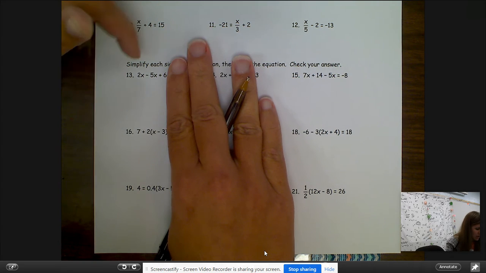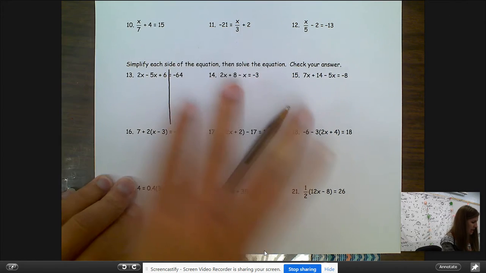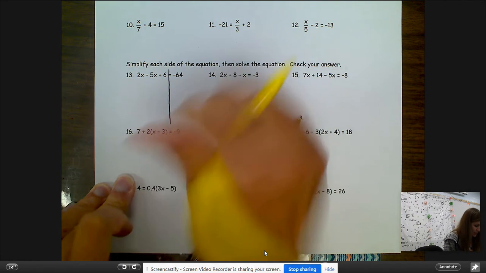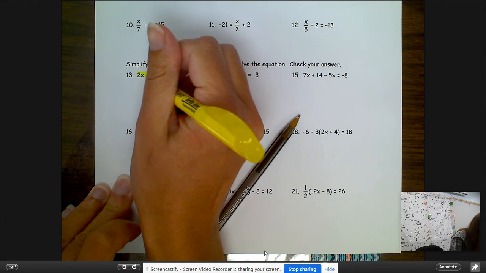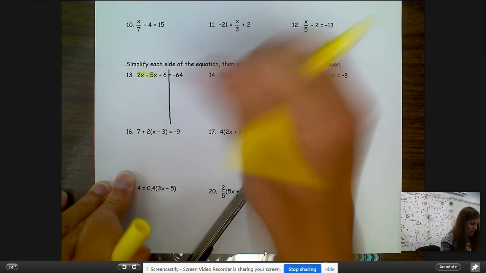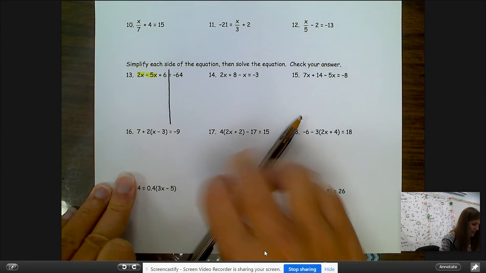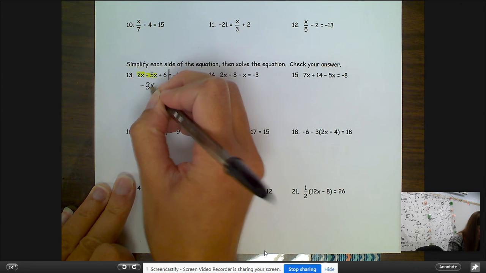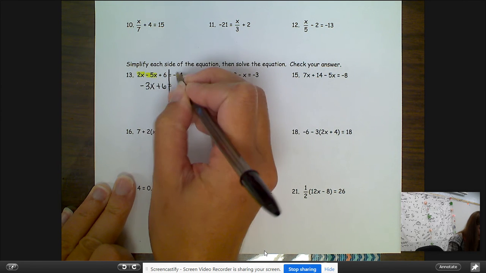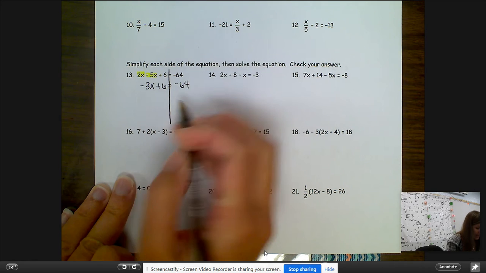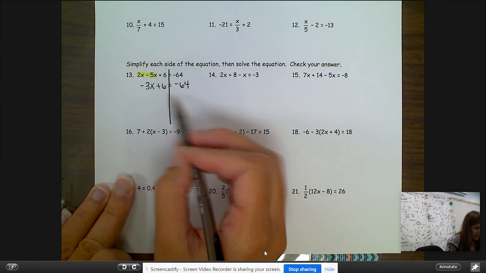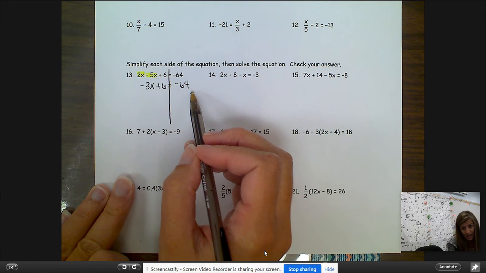The 2x and the negative 5x are like terms, so we can combine them for a total of negative 3x. I drop down my 6 and I bring down the other side. Now there's nothing left to combine on the left-hand side, and there's nothing to simplify on the right-hand side.